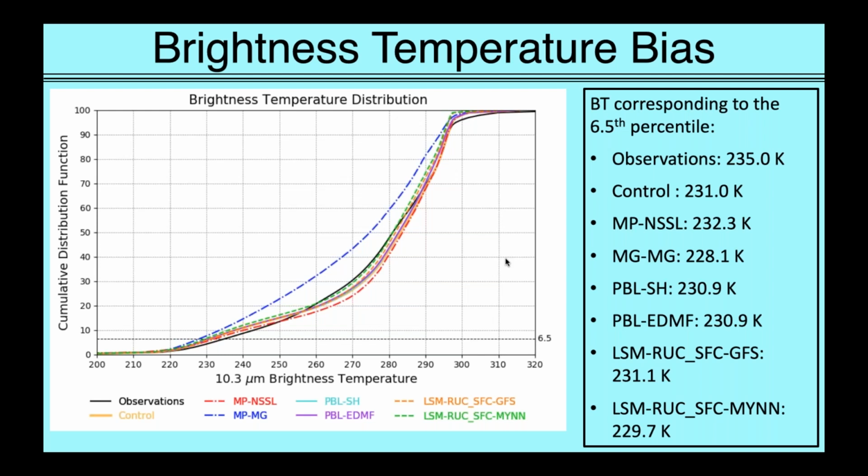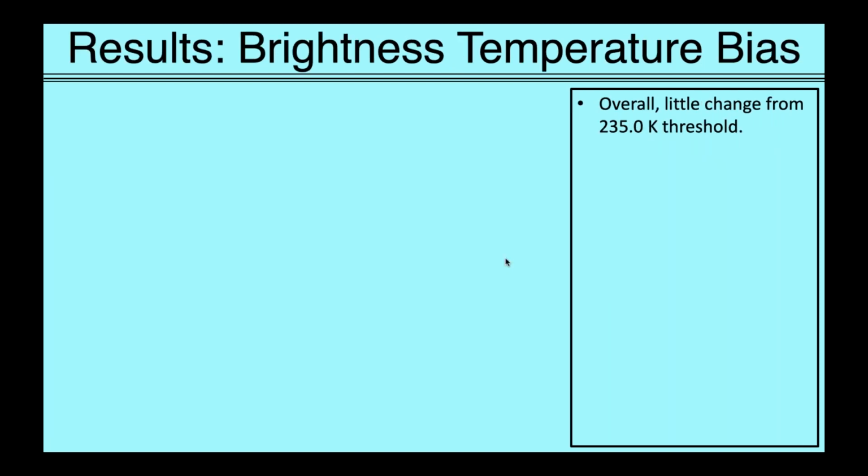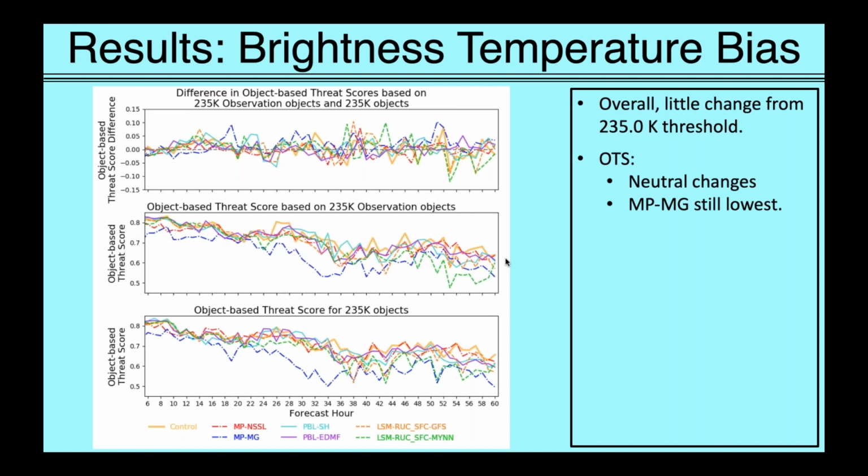They are all colder than the observations. I know we said earlier that the mean absolute error for NSSL was actually still positive, but that was just for objects. This is for full domain because we want to define over the full domain. But what does that do? Honestly, nothing. For the OTS, we still have neutral changes, and the MPMG is still the lowest.